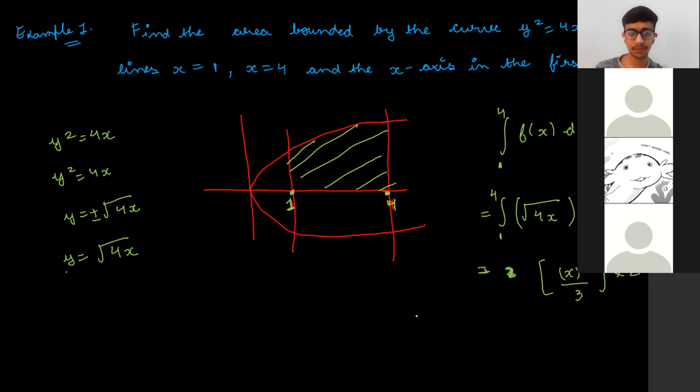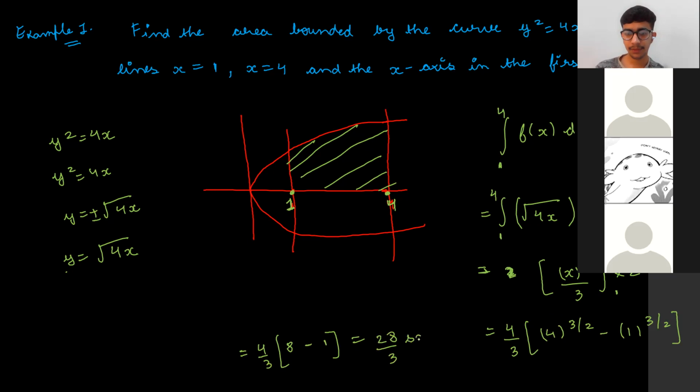Exactly. So from 1 to 4 we have to do this. So this becomes 4 by 3 and then I put the limits. That means 4 to the power 3 by 2 minus 1 to the power 3 by 2, right? So this is equal to 4 by 3. 4 to the power 3 by 2 is 2 and 2 cube is 8. So this becomes 28 by 3, right? And you write square units. 28 square units is your final area.